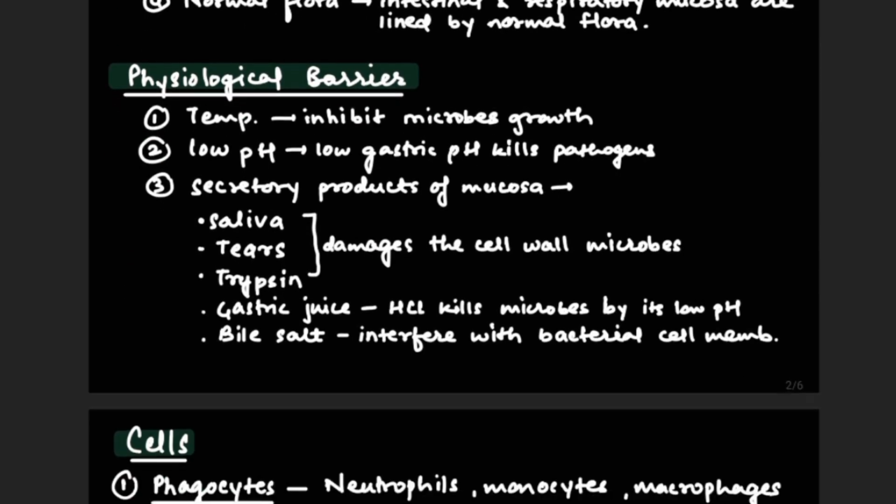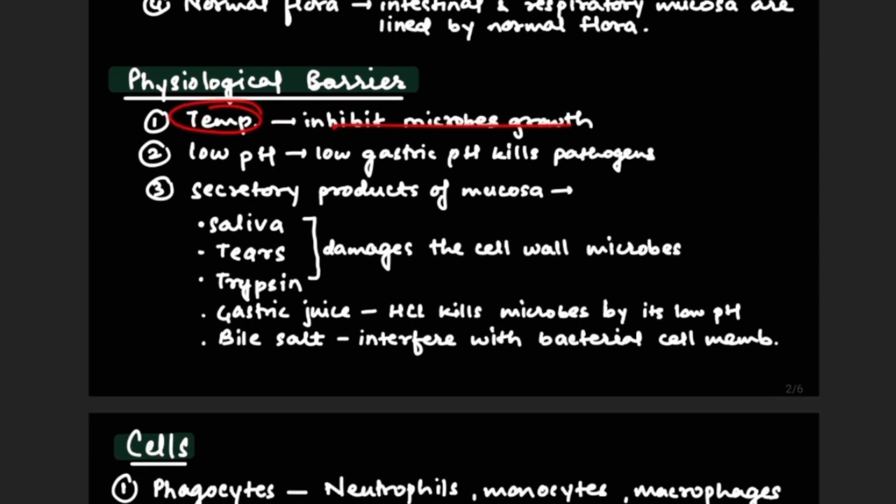The next is the physiological barrier. The first is temperature. It inhibits microbial growth. Then low pH. It also inhibits microbial growth and kills the pathogen. Then secretory products from the mucosa, that is saliva, tears, trypsin, which damage the cell wall of microbes, and gastric juice, which kills the microbes, and bile salts, which also interfere with the cell membrane. So this was all about the anatomical and physiological barriers.